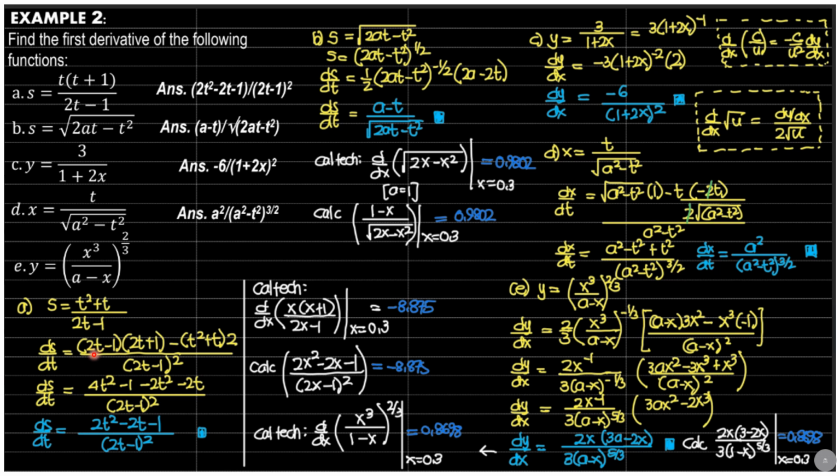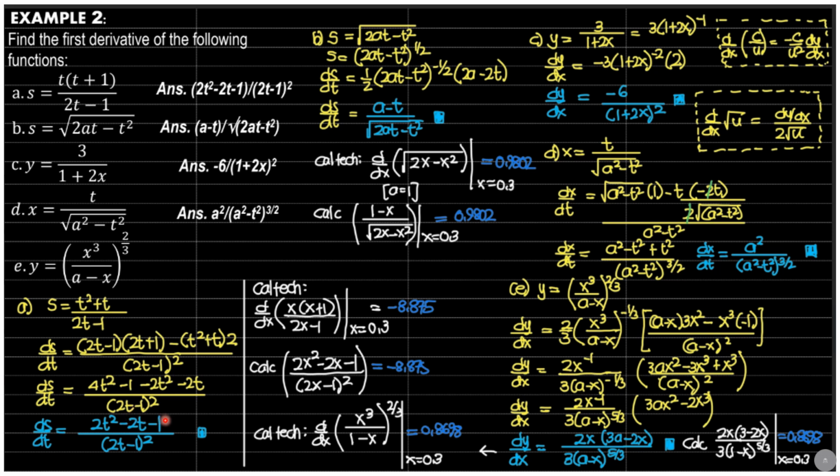Simplifying, the numerator is 4t squared minus 1. Then this is minus 2t squared minus 2t, all over denominator squared. Simplifying the numerator, that is 2t squared minus 2t minus 1, all over quantity 2t minus 1 squared.